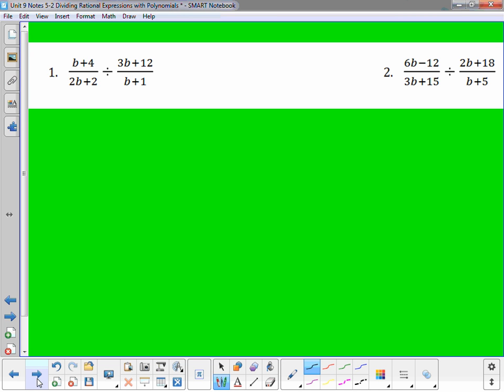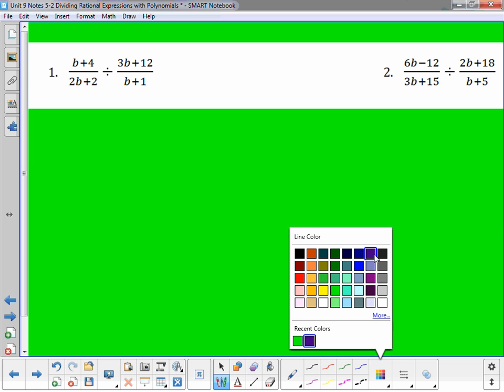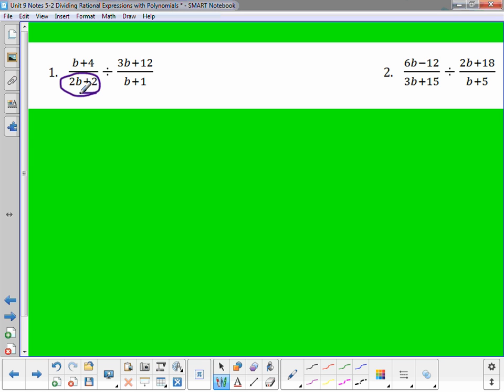So let's take a look at this one. Now, this one doesn't look like we need to do factoring, but we actually do. We have to take out the GCF. So if I look at 2b plus 2, I can take a GCF out of each of those terms. So I have b plus 4 on top, and then I can take a 2 out of each term on the bottom. And when I divide a 2 from each term, I'm left with b plus 1.